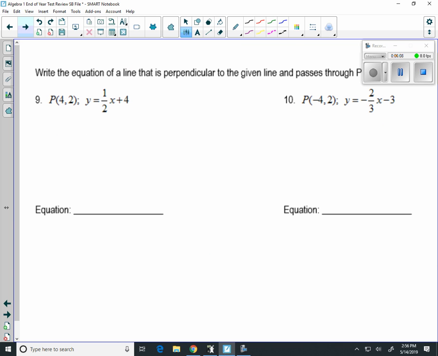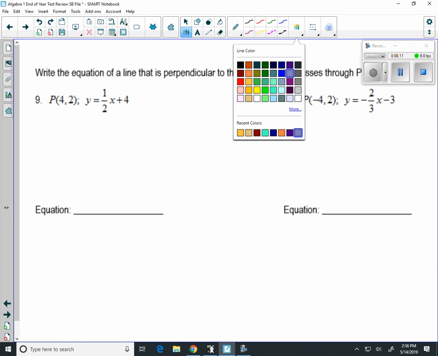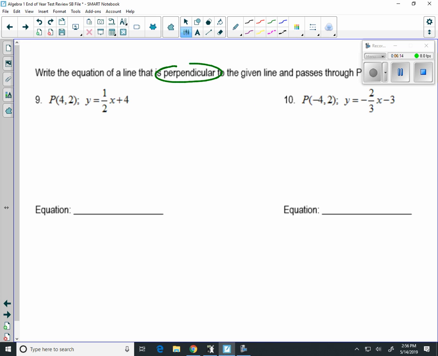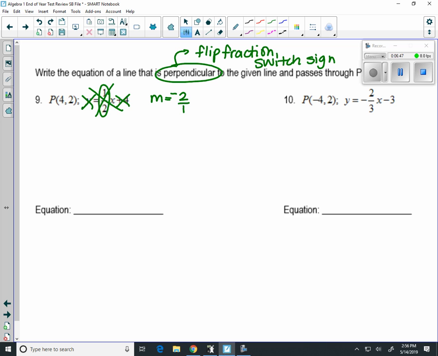Now we're going to do a couple perpendicular lines. So if we're working with perpendicular, what we need to do with our slope is flip the fraction and switch the sign. So I'm going to take this fraction, my new slope that I'm going to use, I'm going to flip that 1/2 to 2/1, and I'm going to make it negative. That's all we use that equation for. Now you don't need it anymore. Don't get distracted by that 4 or that y.